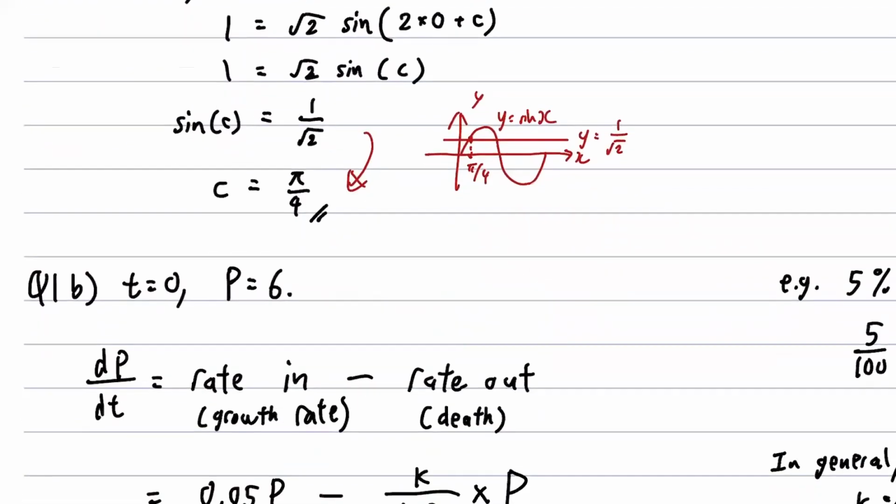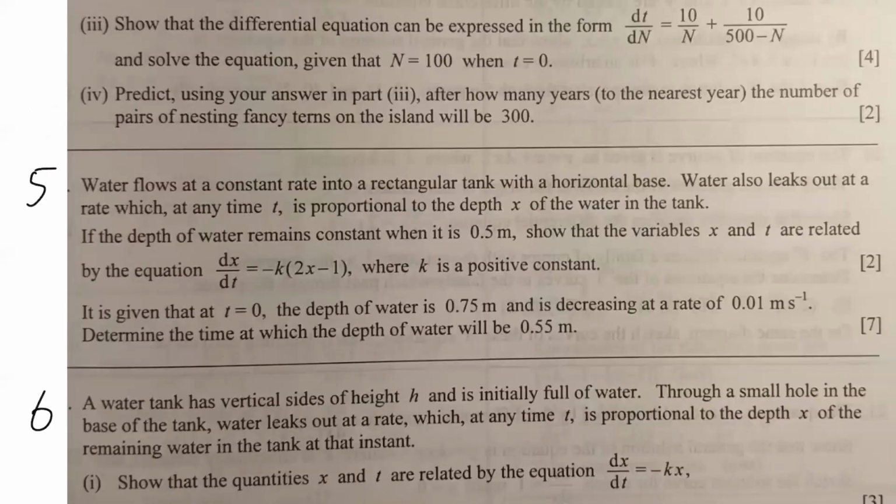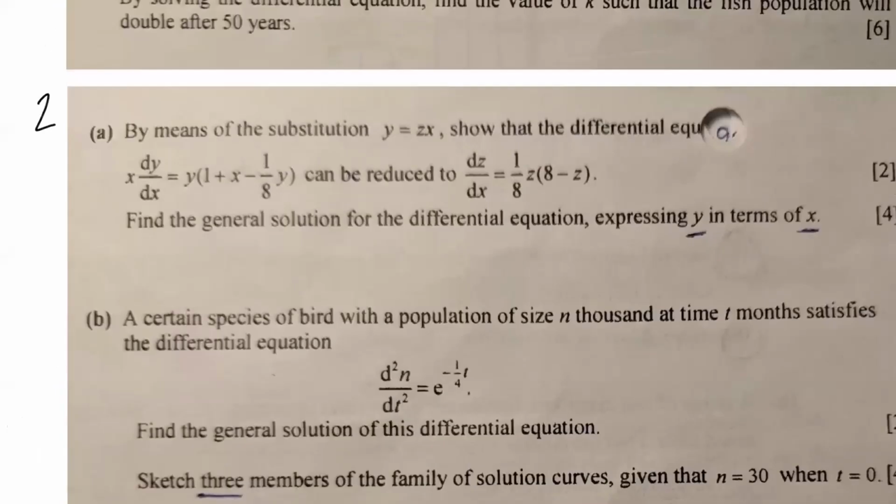Okay, let's move on. Next question, 1b. I need to bring up the question again. Let's take a look at question 1b. A large fishing pond has an initial fish population of 6 million. So straight away we can conclude that T is equal to 0 and P is equal to 6. Why is it 6, not 6 million? Because later on in the question they told us P is in millions.